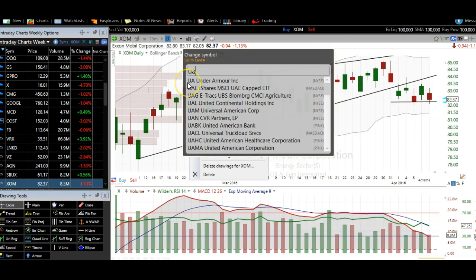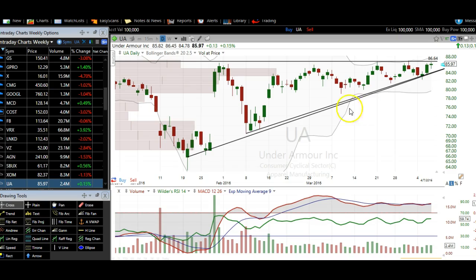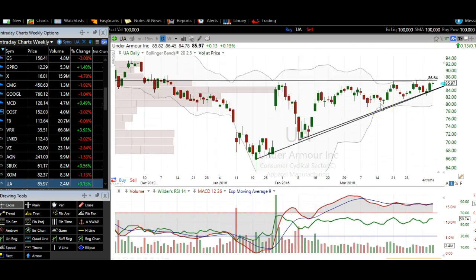Next, I'm going to be covering Under Armour. Under Armour, really nice uptrend that we have right here. Several touches at this line, and then we've got the breakout point, a break over about 86.60 or so, and that should send it higher.